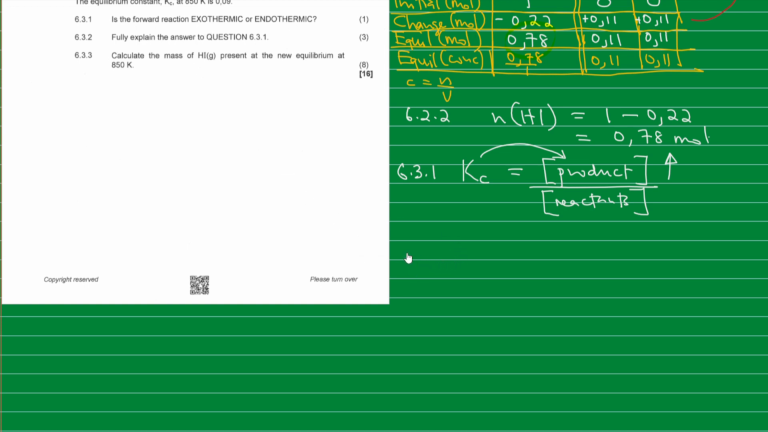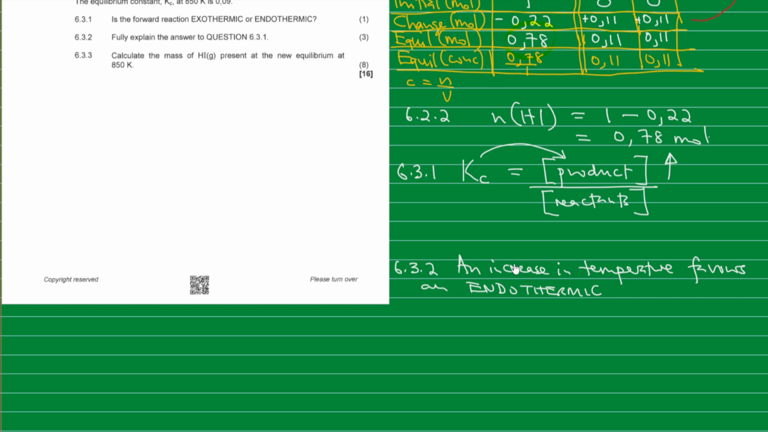Now, if we come to the explanation in 6.3.2, we'll find that an increase in temperature, what does that do? It favors an endothermic reaction. Now, this is based on Le Chatelier's principle.